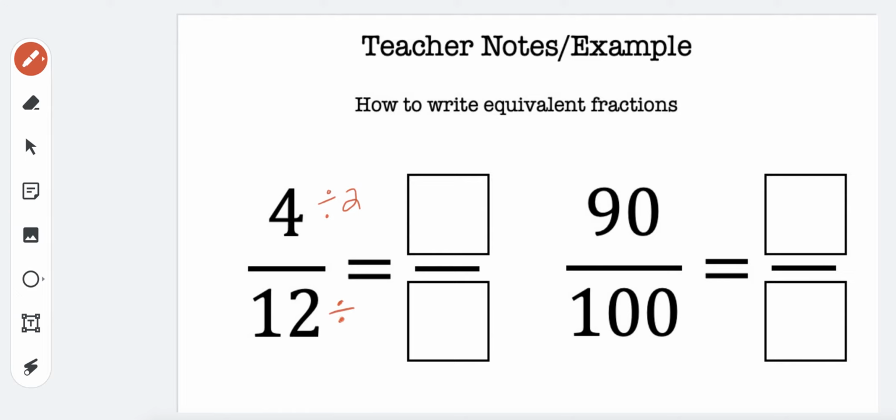When that happens, well, 4 divided by 2 is 2. And 12 divided by 2 is going to be 6. So 4/12 equals 2/6.